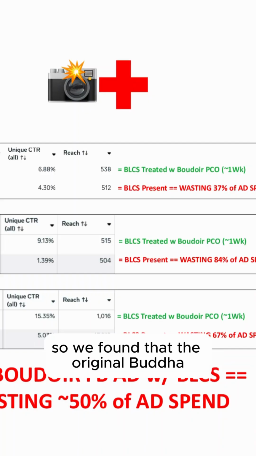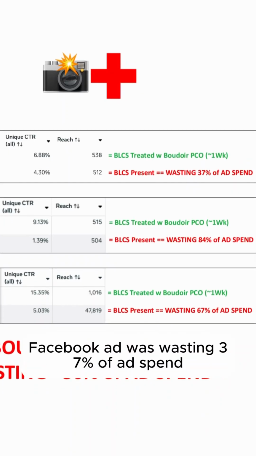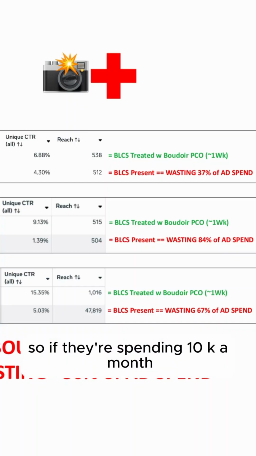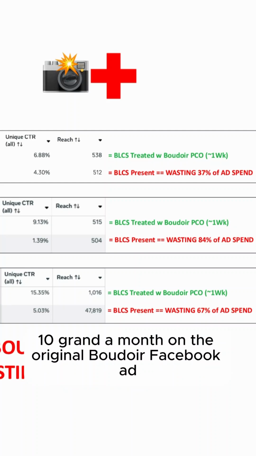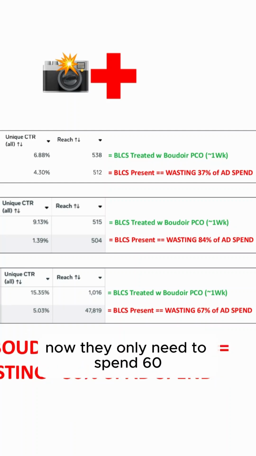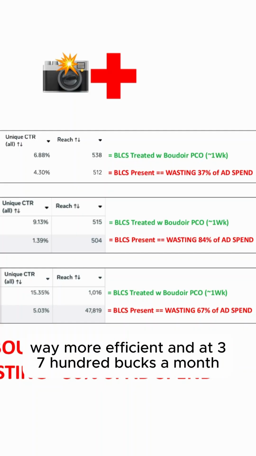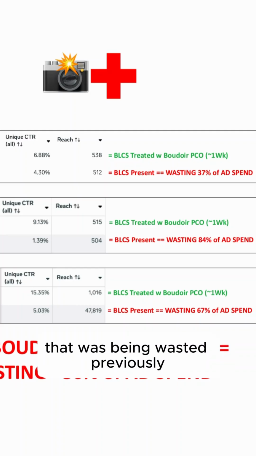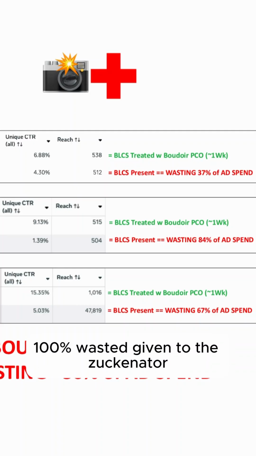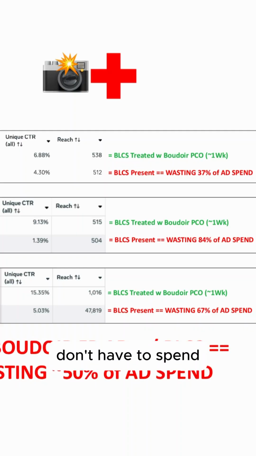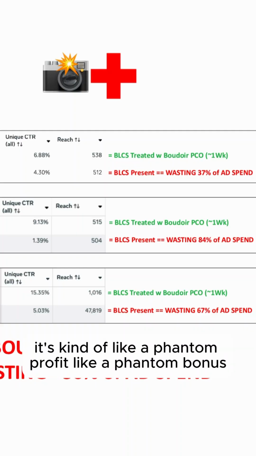So we found that the original Boudoir Facebook ad was wasting 37% of ad spend, literally being wasted. So if they're spending 10K a month on the original Boudoir Facebook ad, now they only need to spend $6,300 a month on the Boudoir PCO treated ad to get their ad into the same number of women's brains. Way more efficient. And that $3,700 a month they no longer have to spend was being wasted previously, 100% wasted, given to the Zuckinator. They just pocket it. It's kind of like a phantom profit, like a phantom bonus.